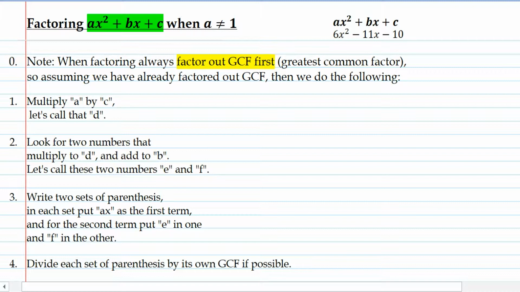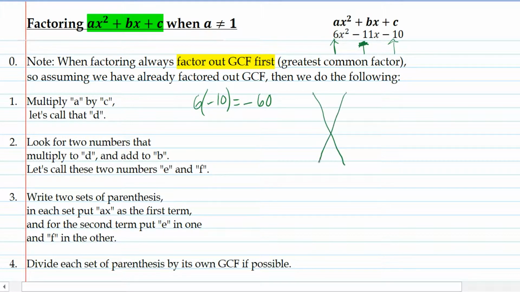So example 1. We're going to do step 0. Is there a GCF? Is there a number that goes into all 3 terms? Is there a number that goes into 6, -11, and -10? No. So we're done with step 0. Step 2. Multiply A, so A in this case is 6, by C. C in this case is -10. So we're going to multiply 6 by -10. We get -60. Now look for 2 numbers that multiply to -60 and add to B, which is -11.